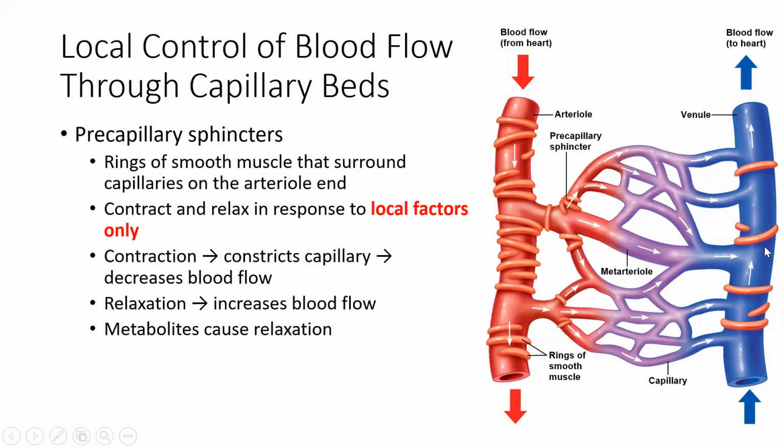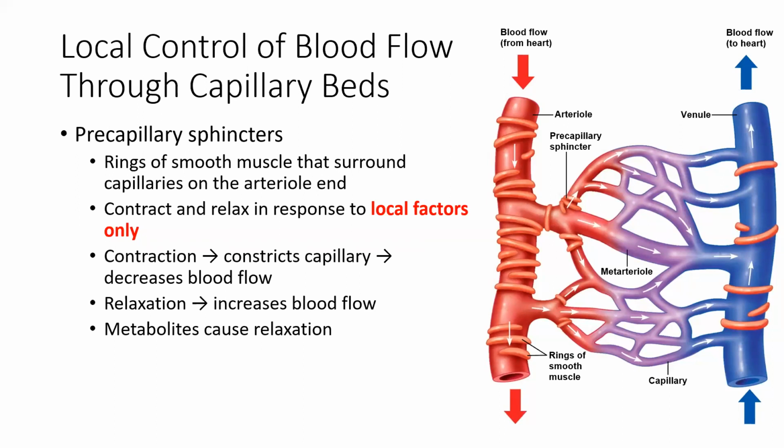On the alternative end, if I relax this precapillary sphincter, I am going to increase flow into the capillary bed, as you would imagine, because of this location. So that is going to allow blood to not go through the meta-arteriole and directly to the venule, but instead go into the capillary bed where we want it and allow for diffusion of oxygen and other metabolites into and out of that capillary bed at the local tissue level.